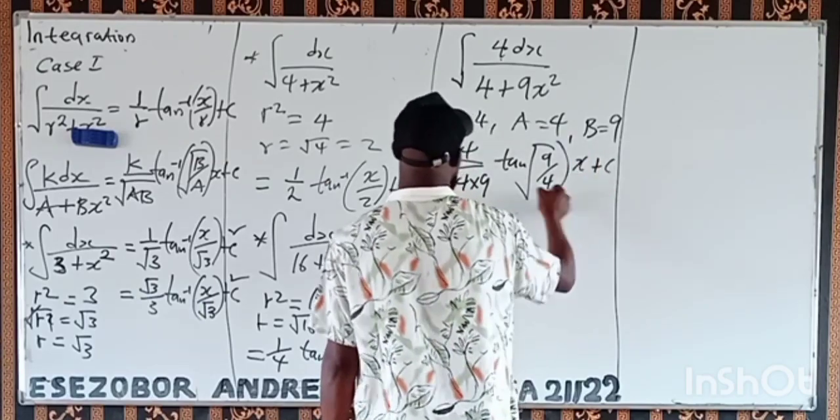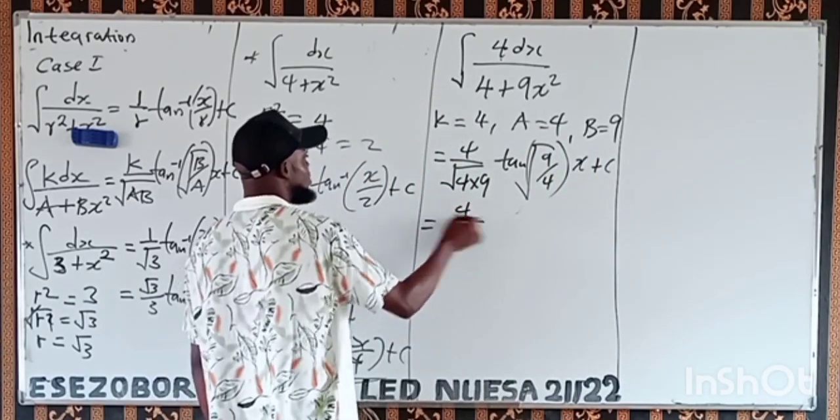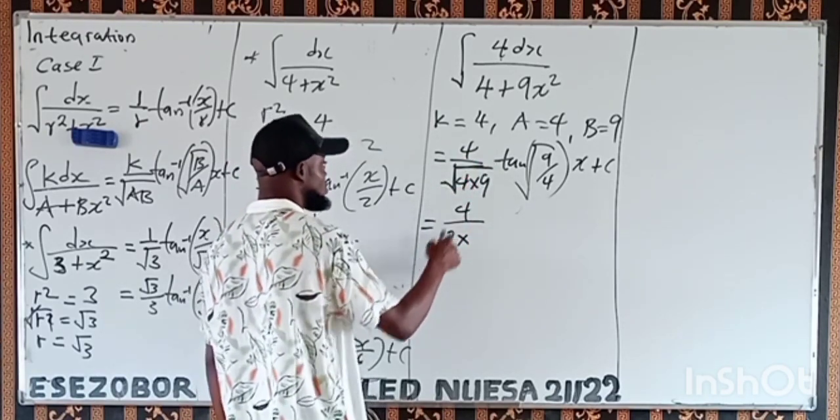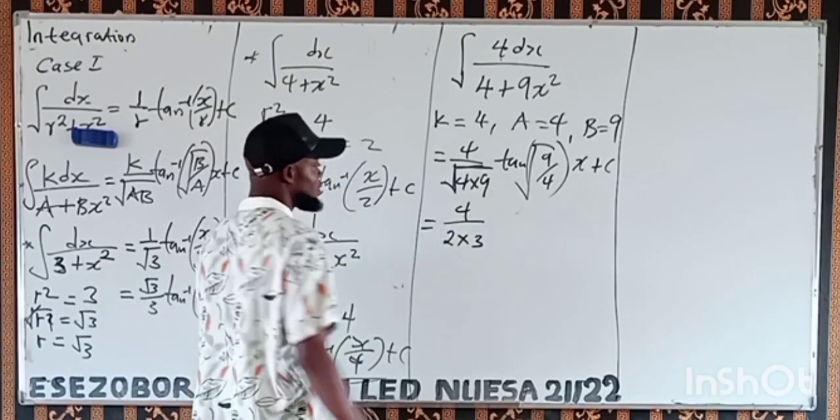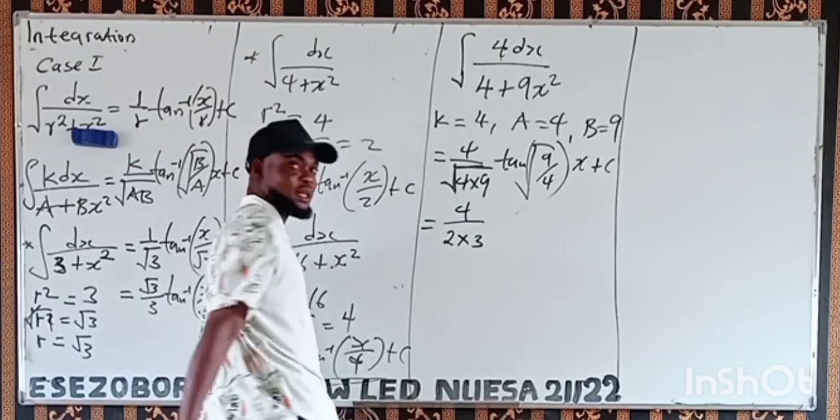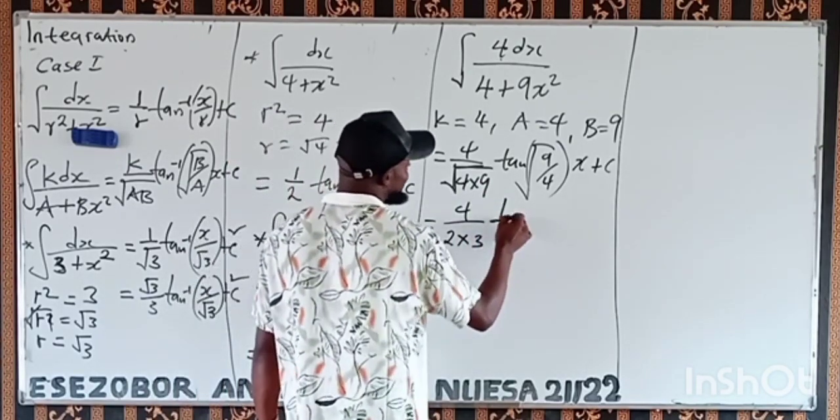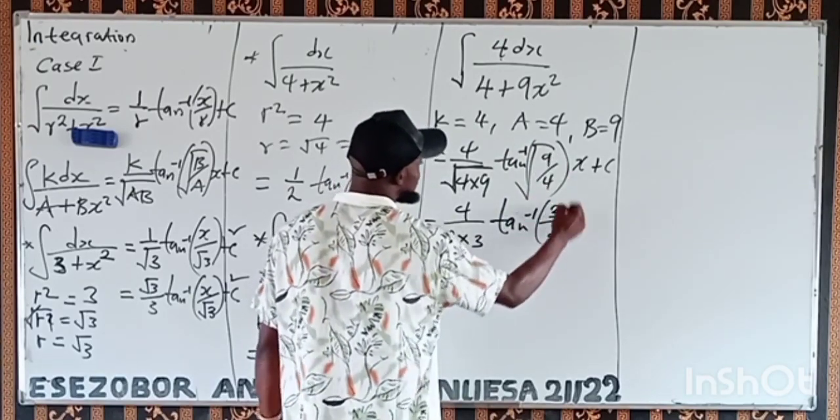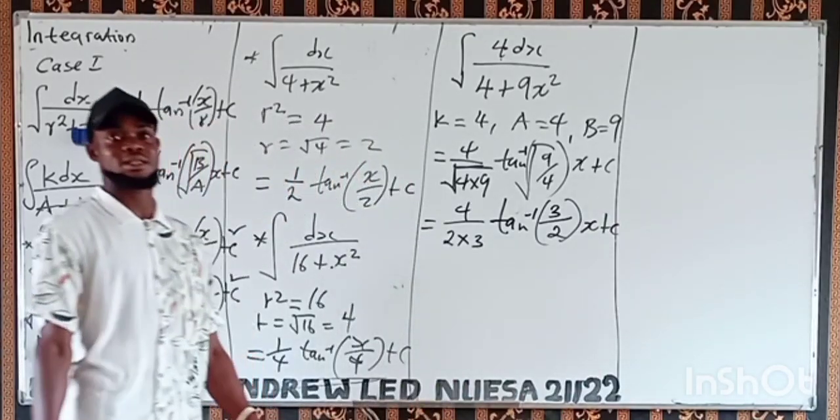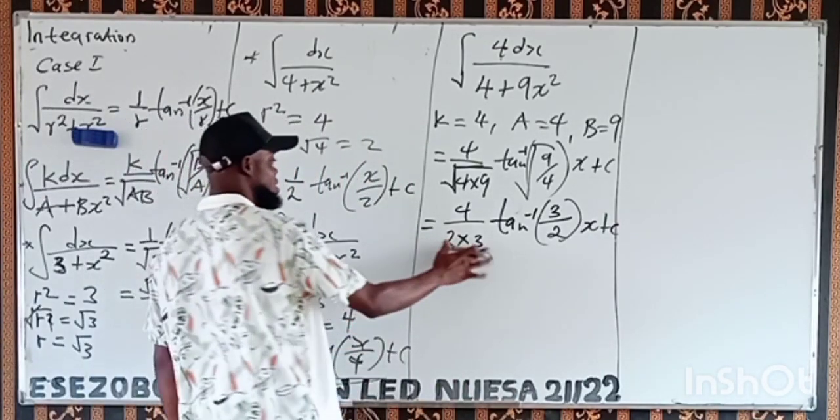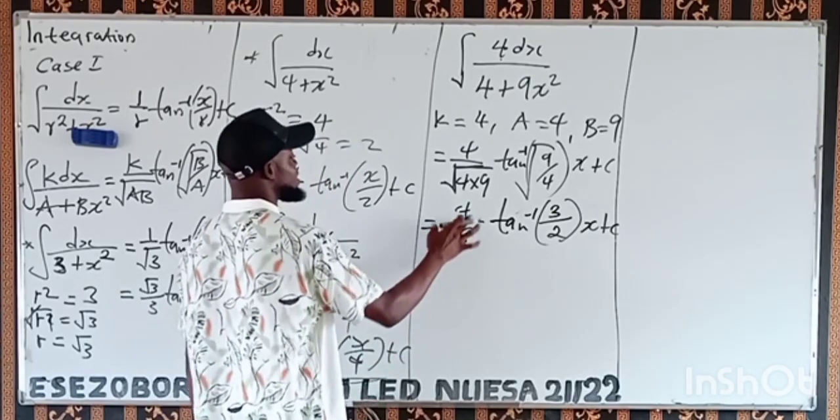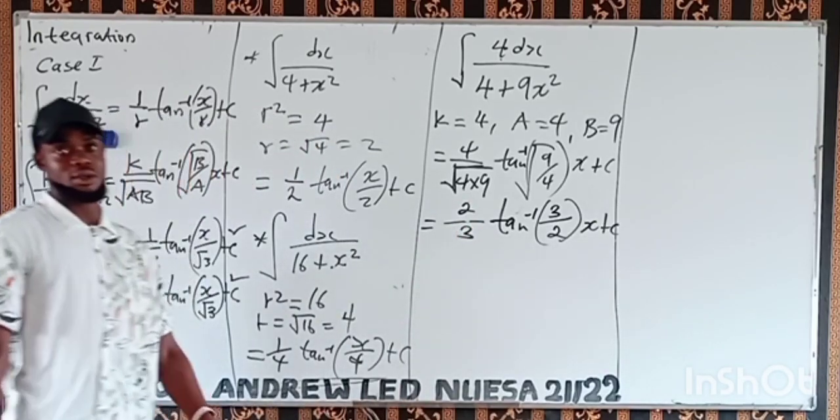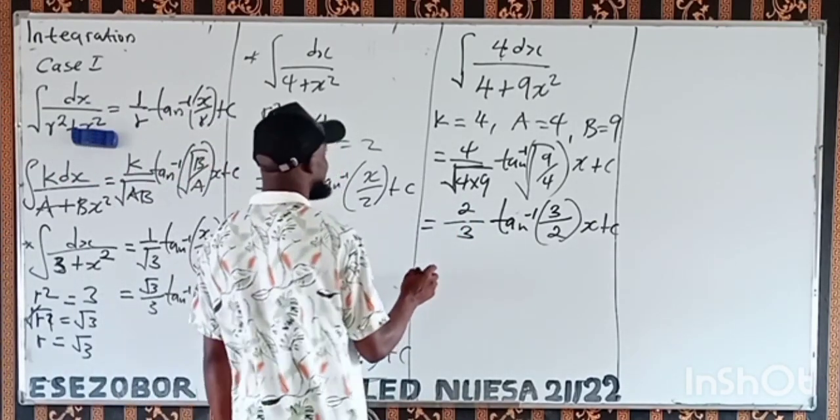Root b over a, root 9 over 4, s plus c. So at the end of the day we'll be having 4 over, what is root 4? 2. Root 9, because the square root is covering everything. Root 4 is 2, root 9 is 3. But just take root of 4 times 9, we get the final answer 6. Then tan inverse of root 9 is 3, root 4 is 2, s plus c. So 2 times 3 gives us 6. That will be 4 over 6. 4 over 6 gives us 2 over 3. So let me look at another one so that it will stay in your mind.